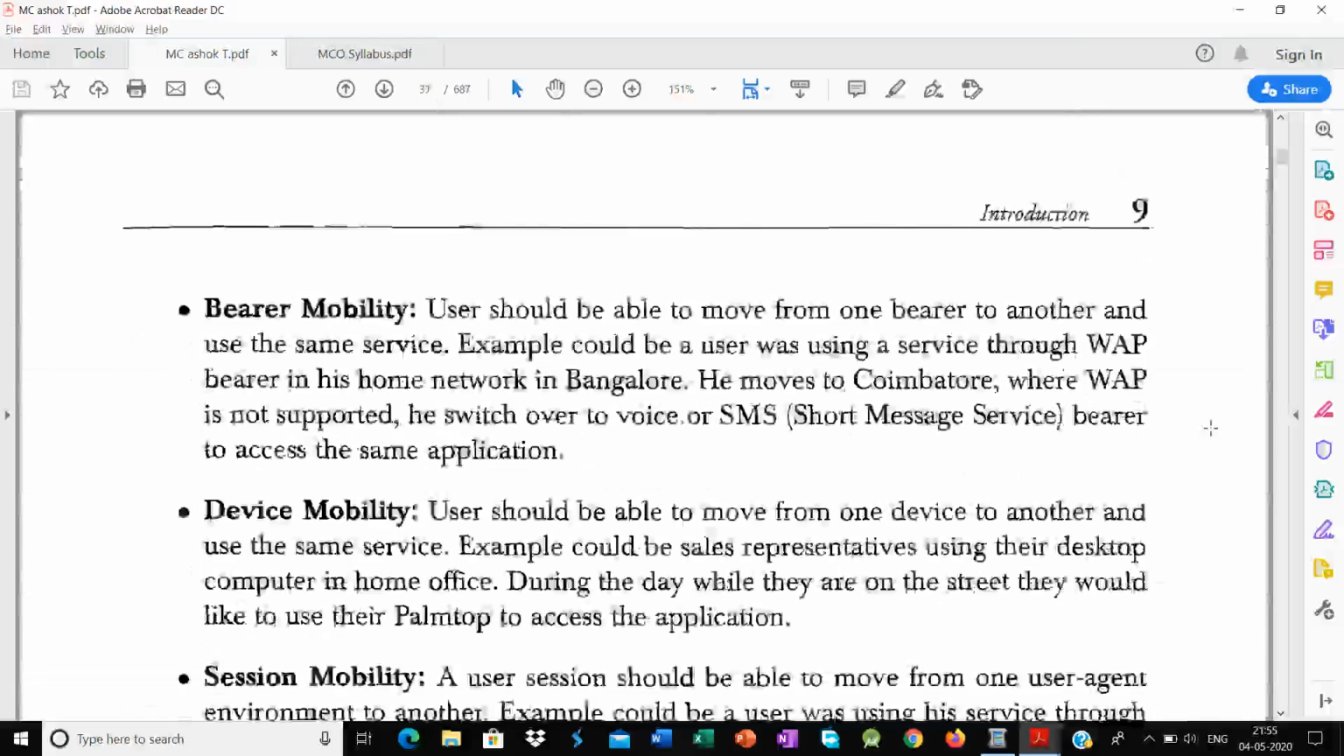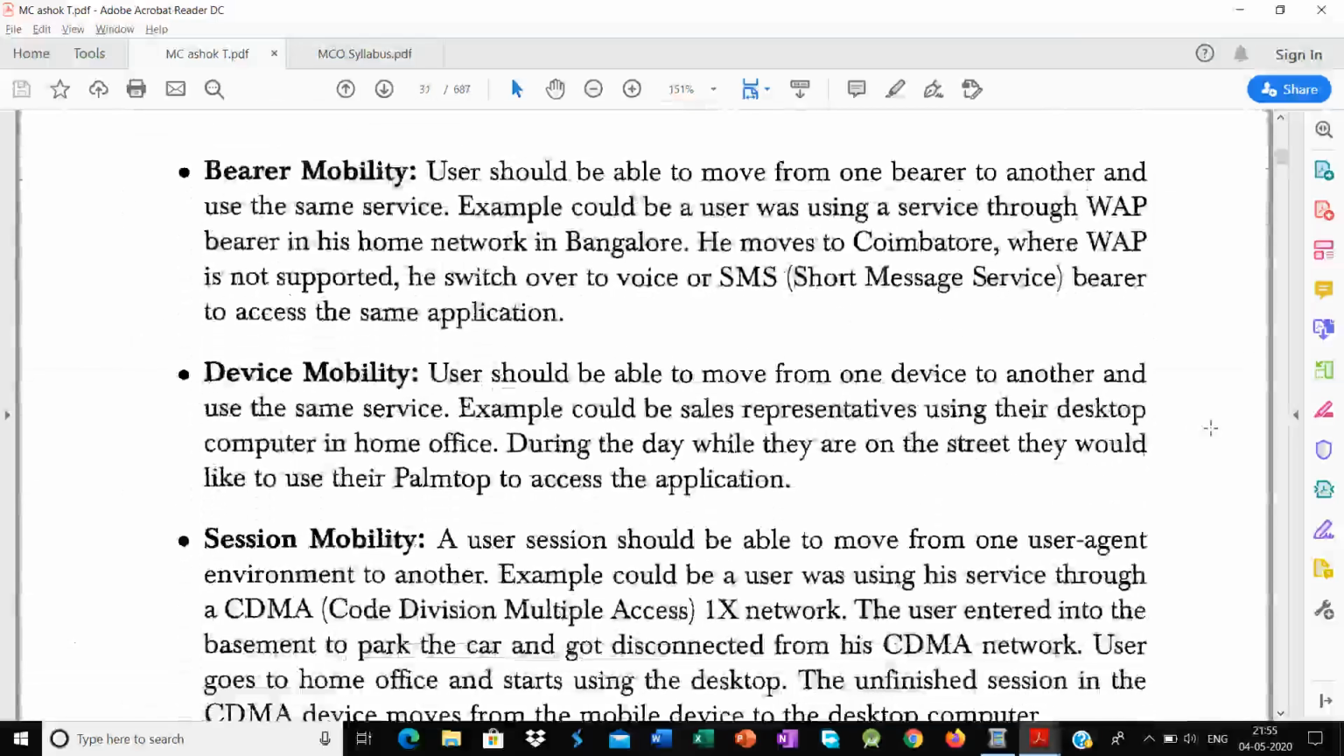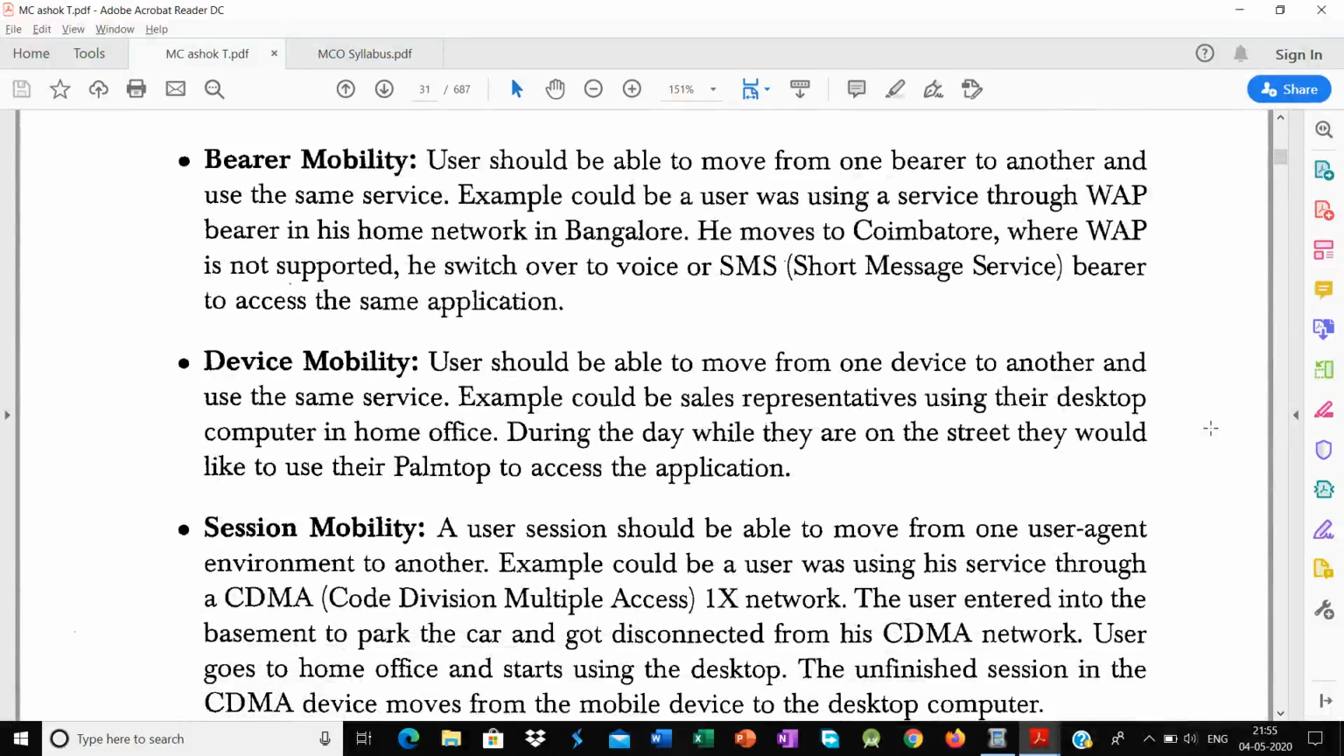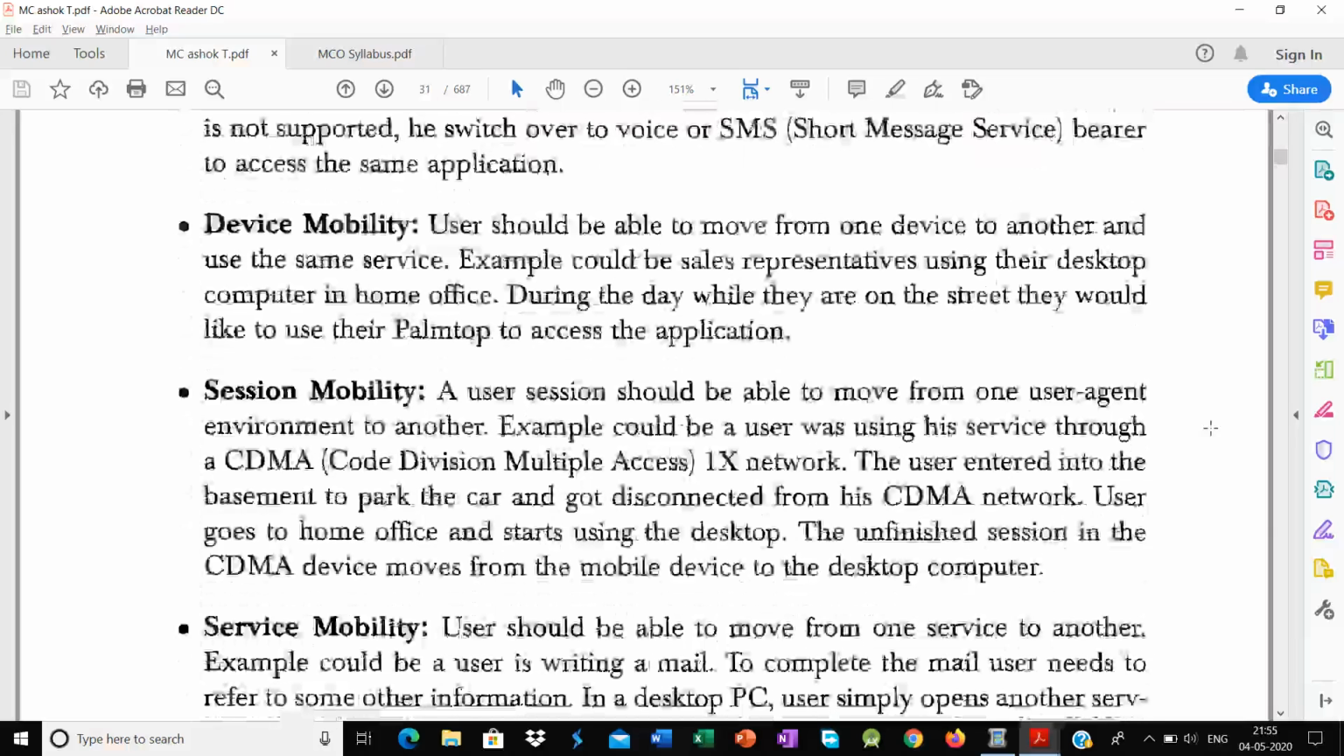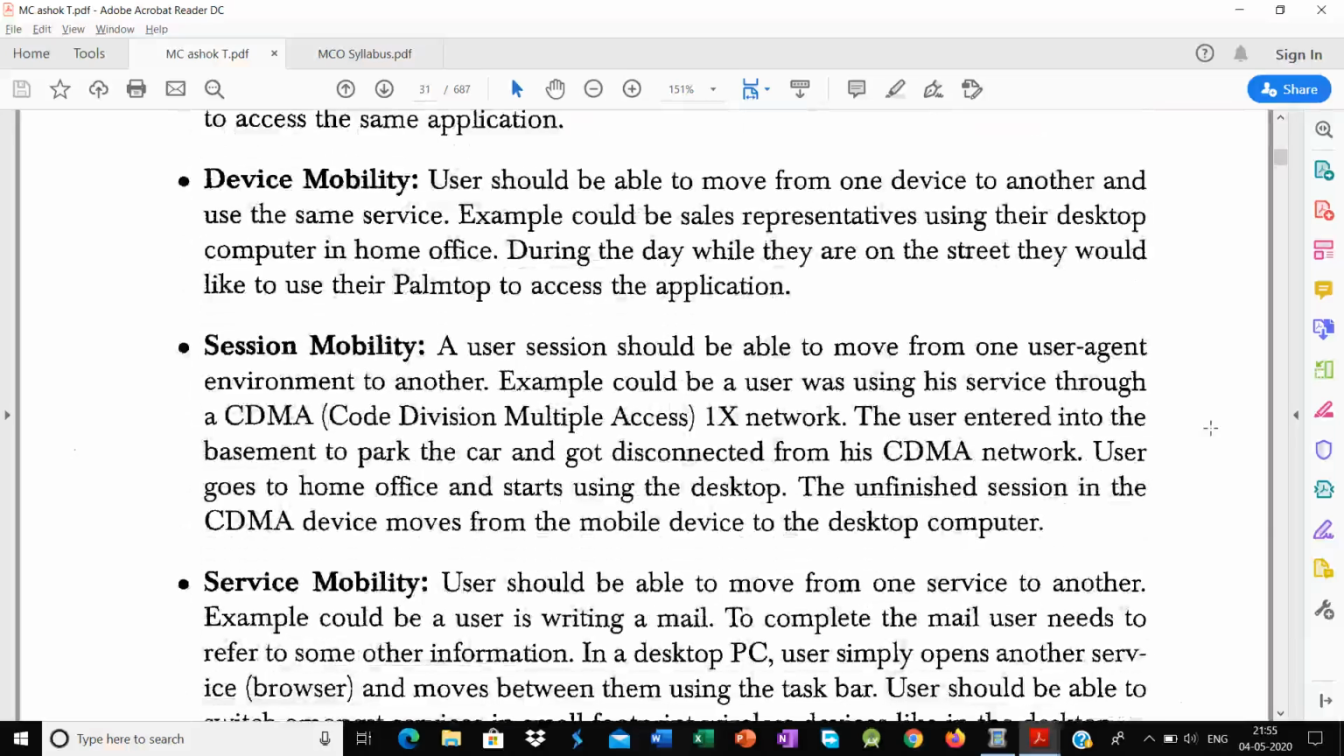Then bearer means a transmission media. One kind of bearer means a transmission media. If we move from one bearer to another bearer, then these services are also provided. Same device mobility: we are moving from one device to another device. Again, this is called device mobility, where a user session should be able to move from one user agent environment to another.